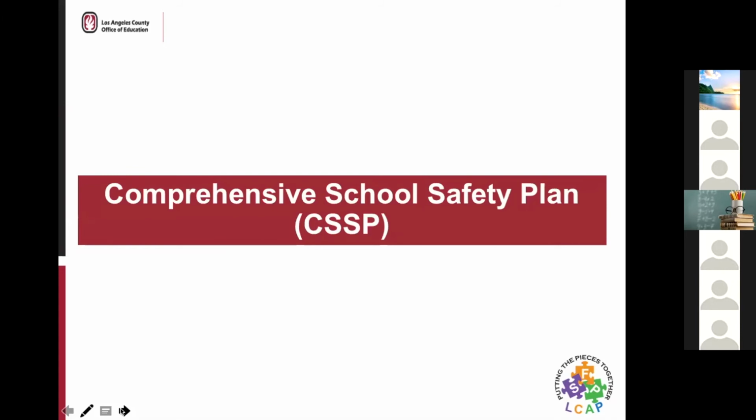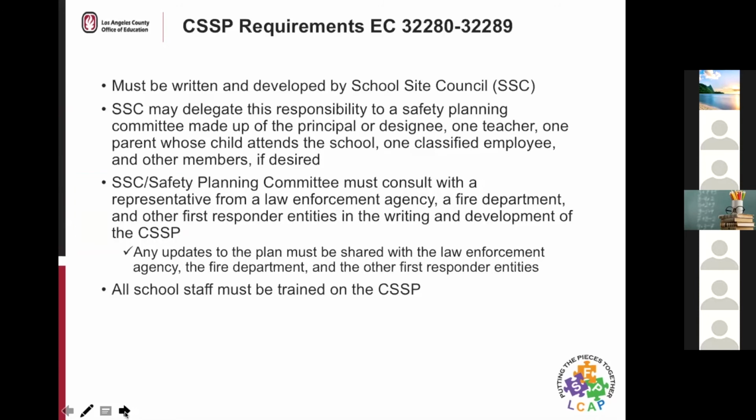Thank you, Bonnie. So as Bonnie mentioned, we're going to take a look at the comprehensive school safety plan. Next slide, please. So the requirements for the comprehensive school safety plan are specified in Education Code 32280 through 32289. Some of the key requirements include that all school staff must be trained on the components of the school safety plan, and also that the plan must be written and developed by the school site council.